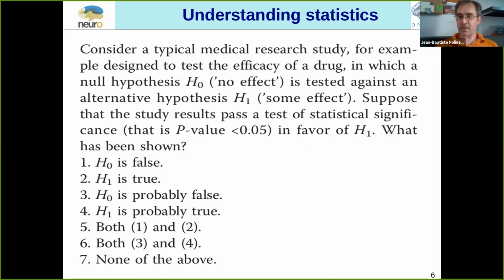Is H0 false? Is H1 true? Or is H0 probably false and H1 probably true? Or both 1 and 2, so H0 false and H1 true, or both 3 and 4, probably false and probably true, or none of the above? I don't know how to do a quick survey here, maybe a way of pinging people on Slack or something, but at least in your mind, try to answer that question. I'll give you 15 seconds.